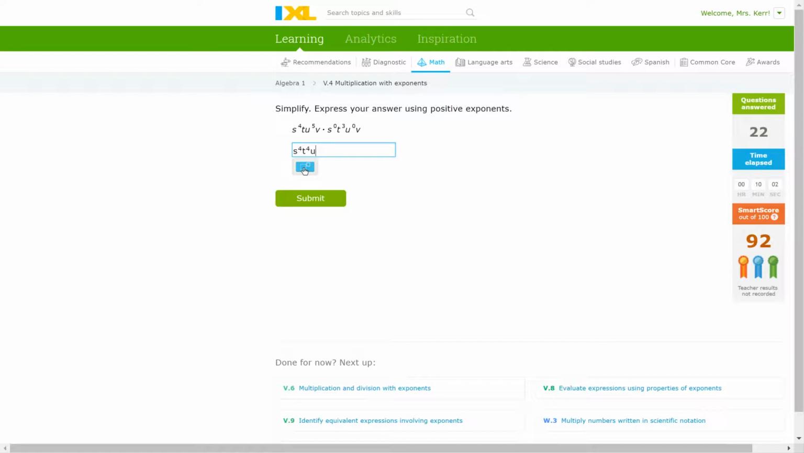U to the 5th times u to the 0. 5 plus 0 is 5. Now be careful here. We have v times v. It's really v to the 1 times v to the 1, so that is v squared.